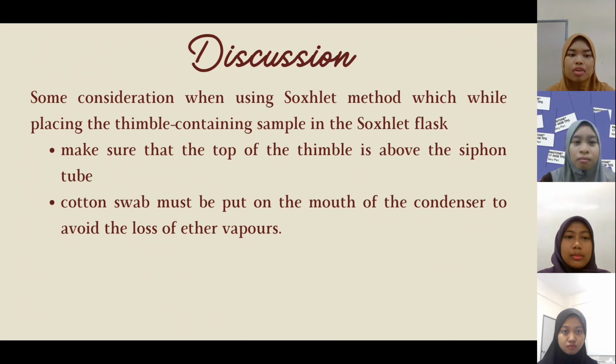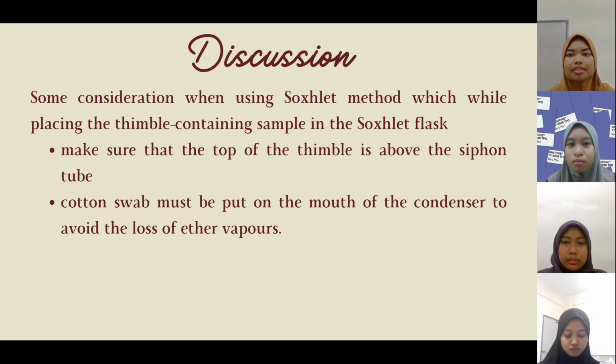There are some considerations when using the Soxhlet method. While placing the thimble containing the sample in the Soxhlet, make sure that the top of the thimble is above the siphon tube. And a cotton swab must be put on the mouth of the condenser to avoid loss of ether vapors.